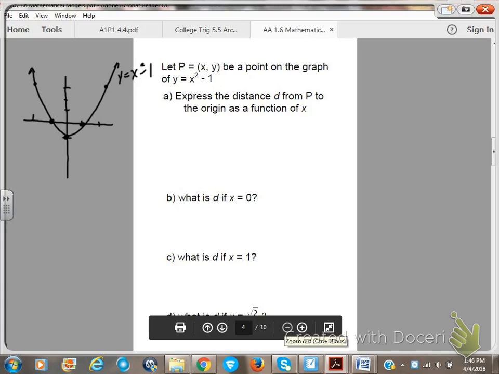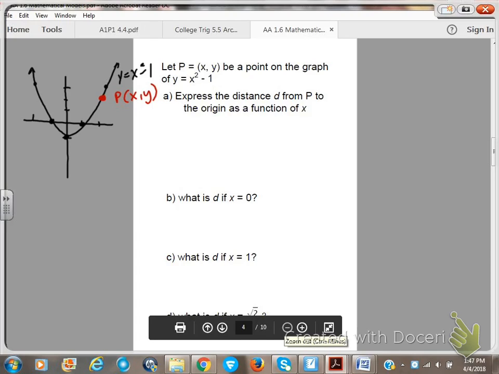What we're being asked to do is to express the distance from a point P to the origin as a function of x. Now, P is just a random ordered pair. Do we know exactly where on the graph this ordered pair is? No. So I'm just going to say it's right there. That's the point P. We can pick any point, so I'm picking it in the first quadrant where both x and y are positive.